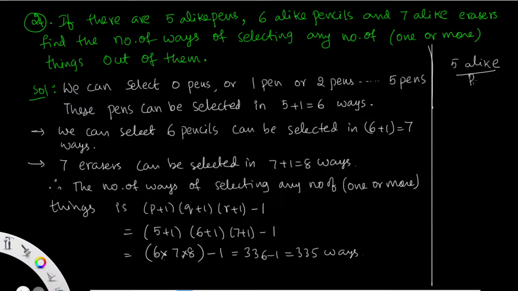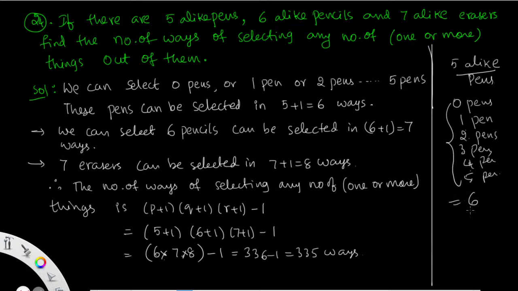Alike pens, 5 pens to be selected. Either we can select 0 pens, or one pen, or two pens, or 3 pens, or 4 pens, or 5 pens to be selected. So total number of ways are how many here? 1, 2, 3, 4, 5, 6. So this is equal to 6 ways.